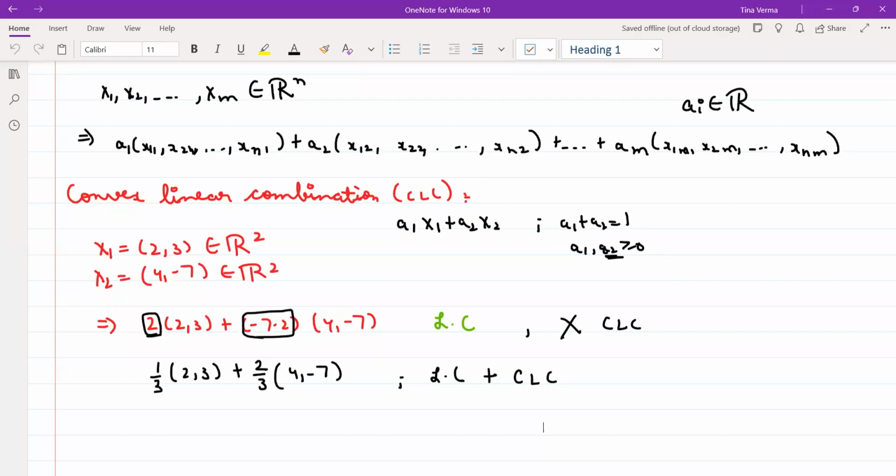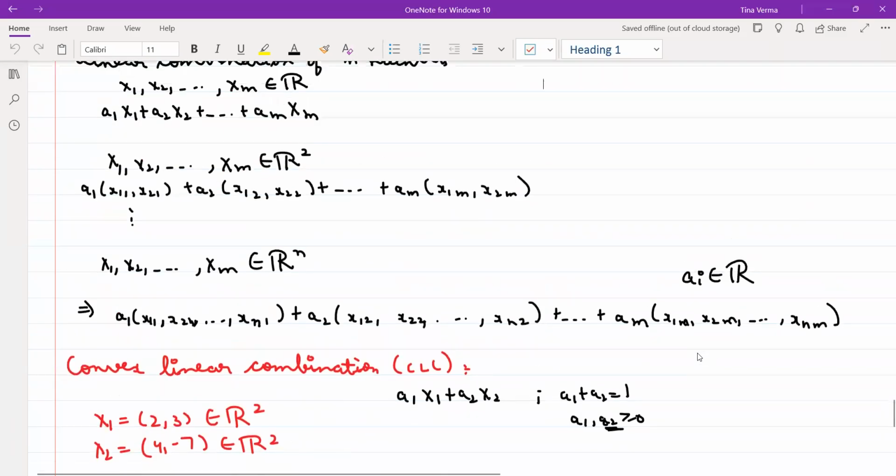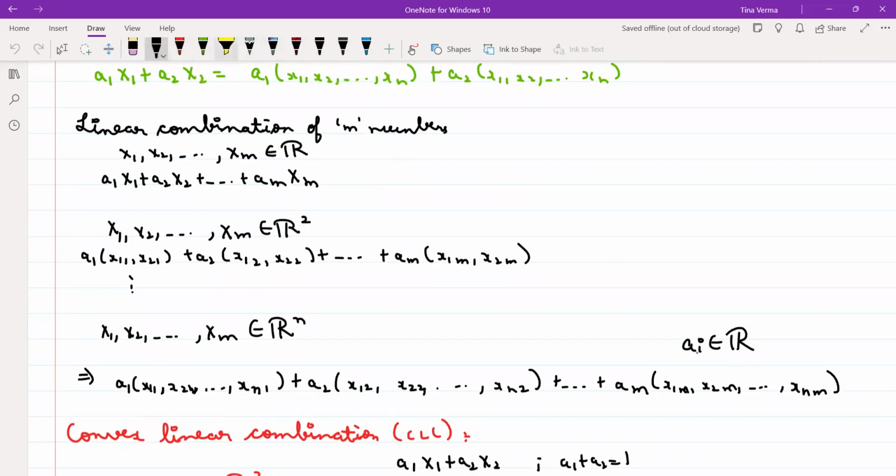So in the last lecture, we started the geometry of linear programming problem. That means you will need some basic concepts that we started first. The linear combination of m numbers. Linear combination means if you have x1, x2, ..., xm, that are your m numbers belonging to the real line, then the linear combination will be a1 x1 plus a2 x2 plus ... am xm.